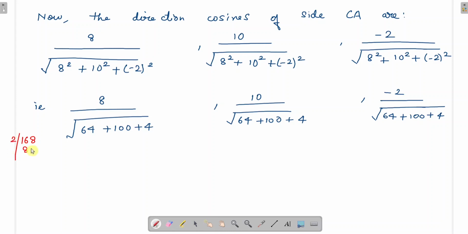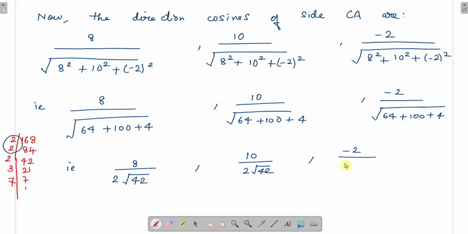So 2 8s are 16, 2 4s are 8, then 2 4s are 8, 2 2s are 4, 2 2s are 4, 2 1s are 2, 3 7s are 21, 7 1s are 7. Okay, so what we will get is 8 by root of 168, so that means 2 into root of 42, 3 into 2 is 6, 6 into 7 is 42, so 8 by 2 root 42 and 10 by 2 root 42 and minus 2 by 2 root 42.